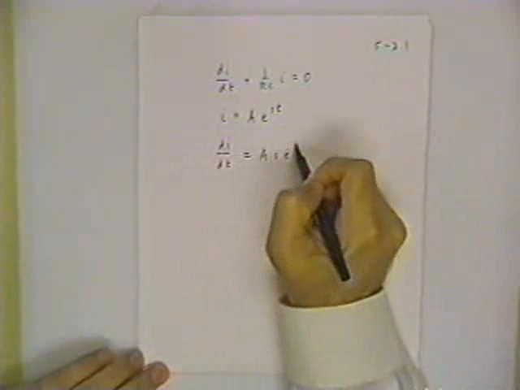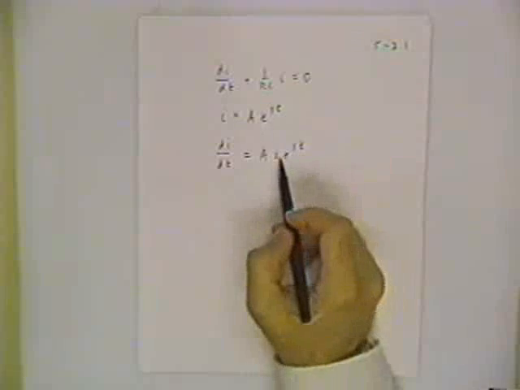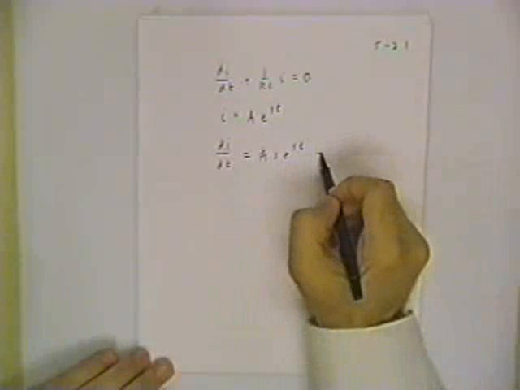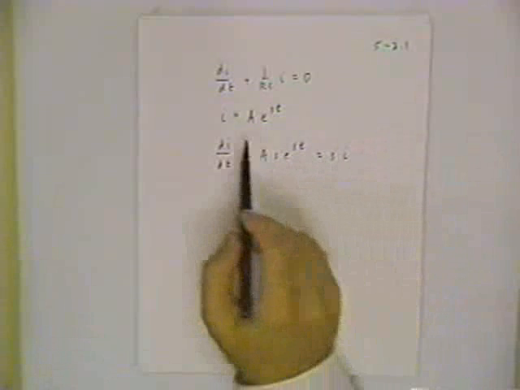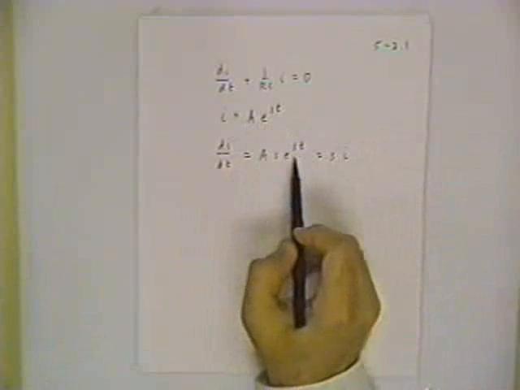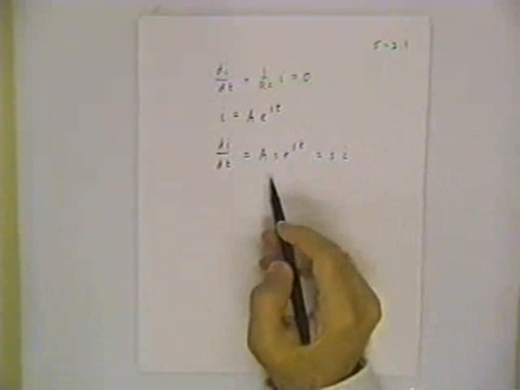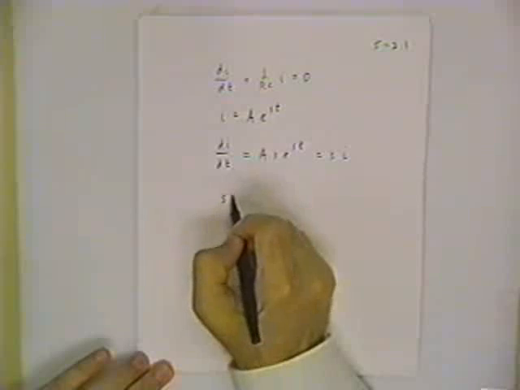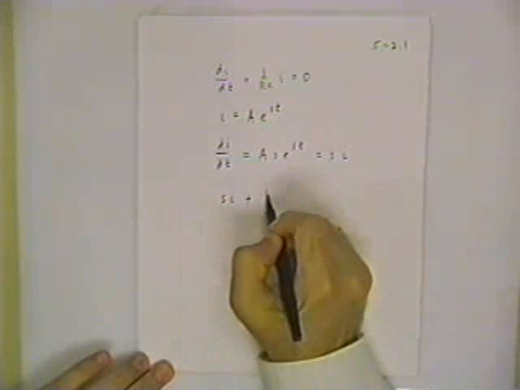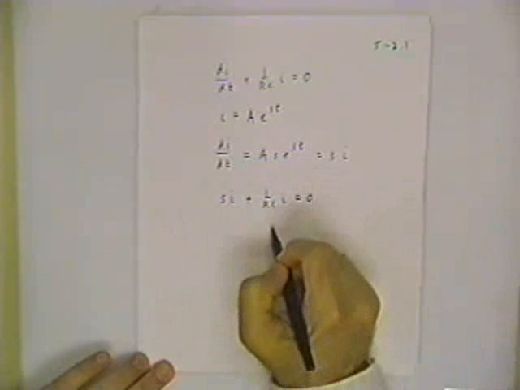It just differs by the coefficient. If I differentiate e to the st with respect to time, I get s times e to the st. And that's really just s times my original I. A e to the st here and here. Multiply s times I and you get this expression. So that allows us to rewrite our equation as s times I plus 1 over RC times I equals 0.